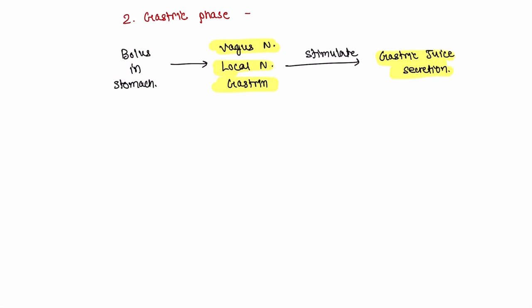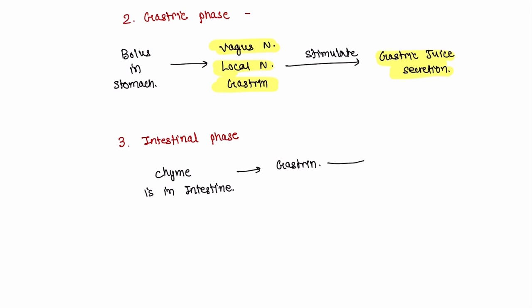And third phase is intestinal phase. When chyme is in the intestine, this will lead to gastrin secretion and it will cause secretion of gastric juice.